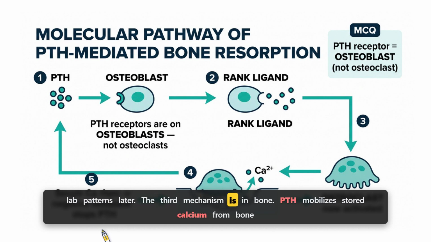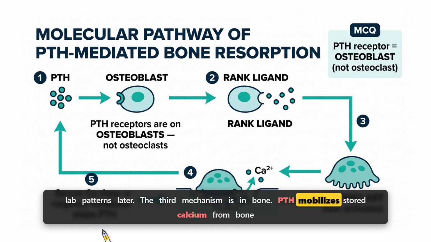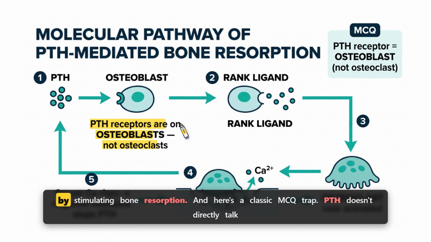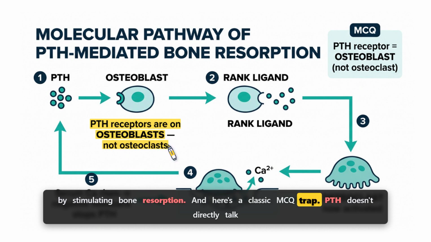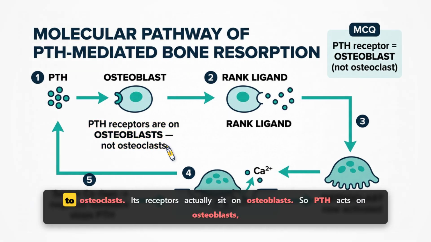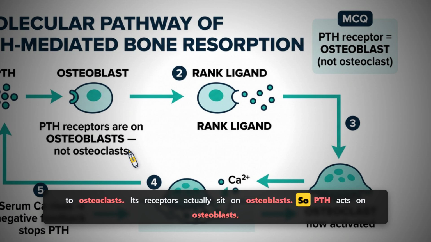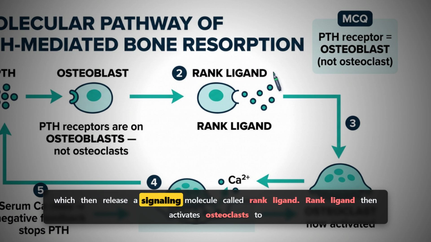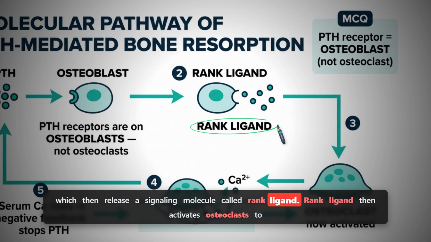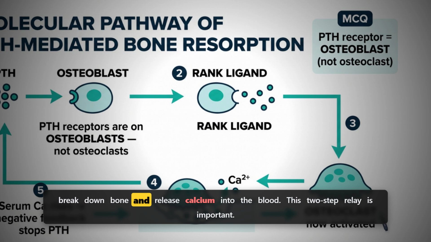The third mechanism is in bone. PTH mobilizes stored calcium from bone by stimulating bone resorption. And here's a classic MCQ trap. PTH doesn't directly talk to osteoclasts. Its receptors actually sit on osteoblasts. So PTH acts on osteoblasts, which then release a signaling molecule called rank ligand. Rank ligand then activates osteoclasts to break down bone and release calcium into the blood. This two-step relay is important.